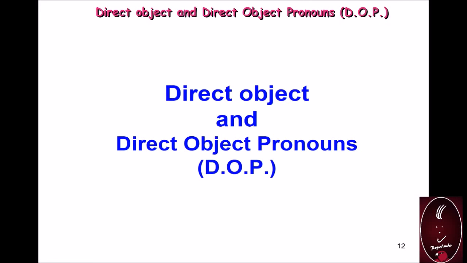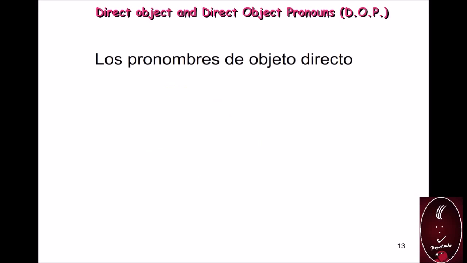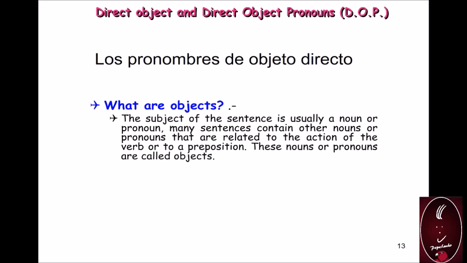This tutorial is about direct object and direct object pronouns. What is an object? The subject of the sentence is usually a noun or a pronoun. Many sentences contain other nouns or pronouns that are related to the action of the verb or to a preposition. These nouns or pronouns are called objects.